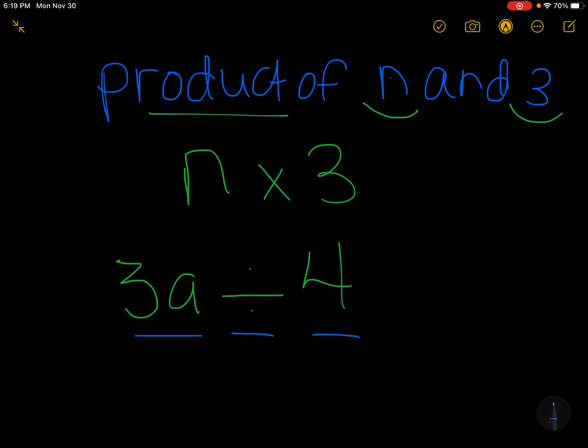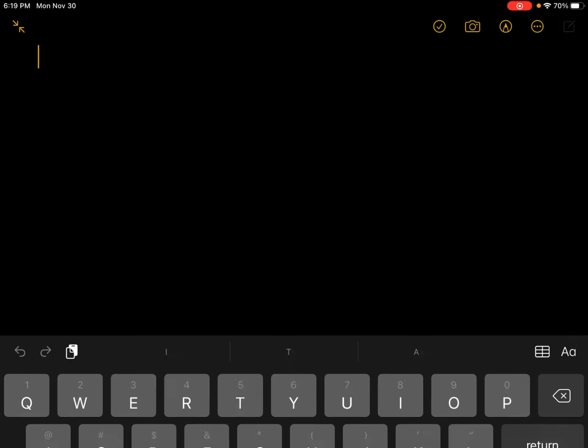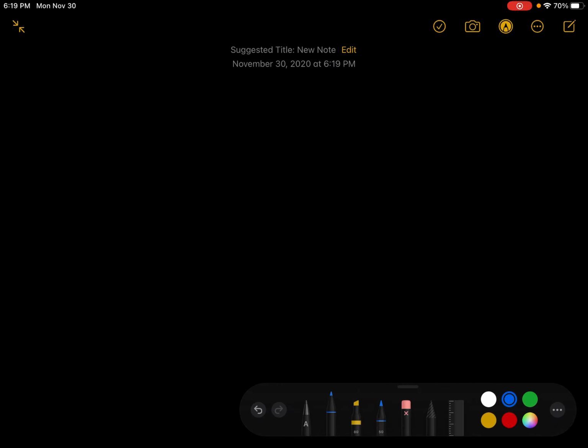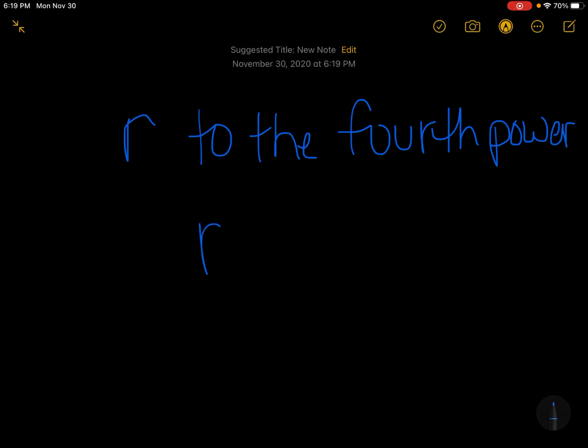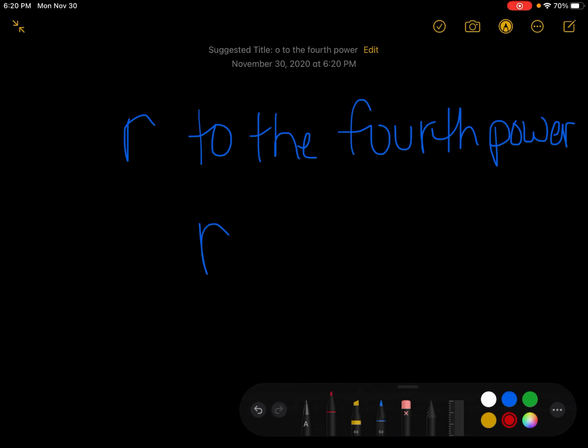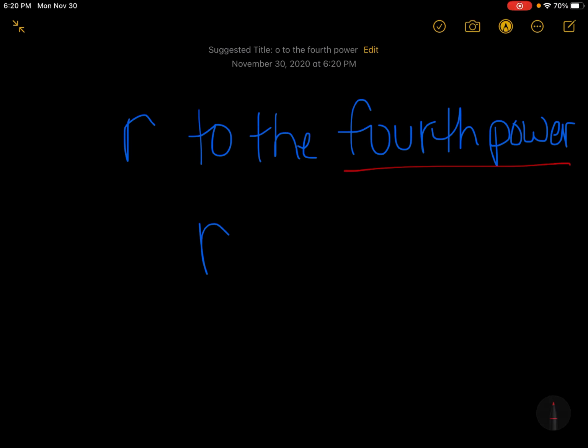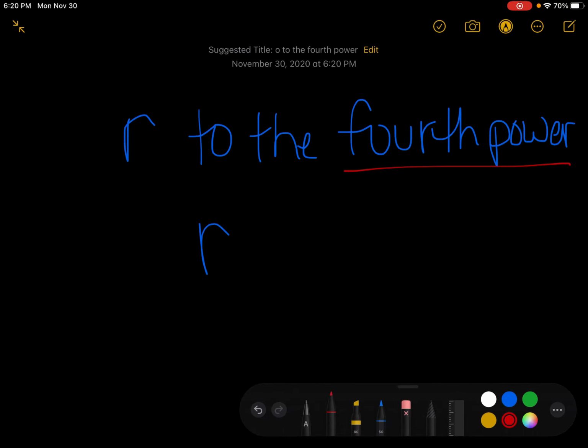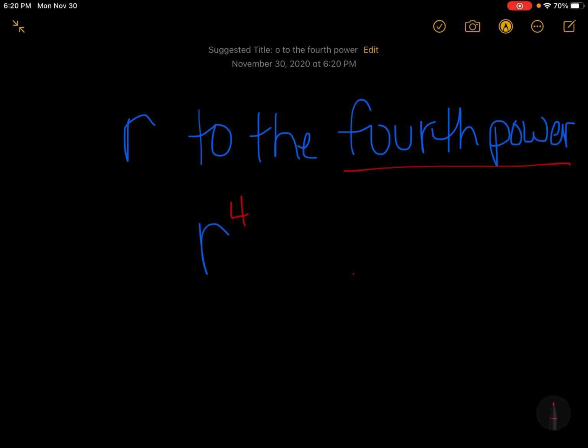Maybe you're going to hear something that says r to the 4th power. In this instance, r is your variable, and we're being asked to place this variable with an exponent of 4. Fourth power representing the exponent.